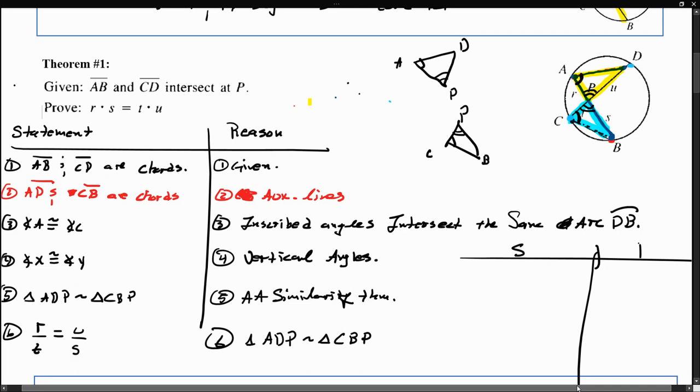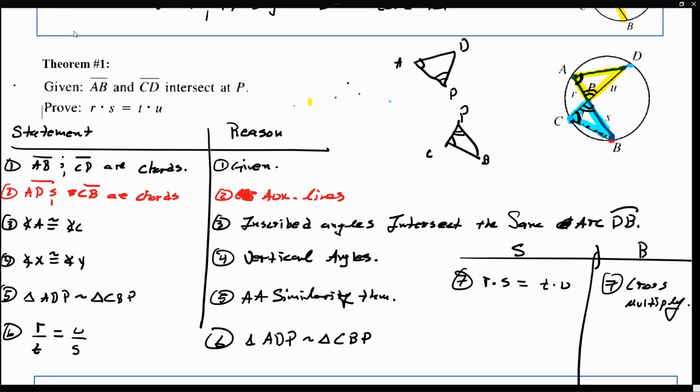So this is my statement. This is my reason. I'm just going to try to finish it up because now, notice that if we cross multiply, we're going to get R times S. That's going to be equivalent to T times U. And that's exactly what we wanted to show. R times S is equivalent to T times U.